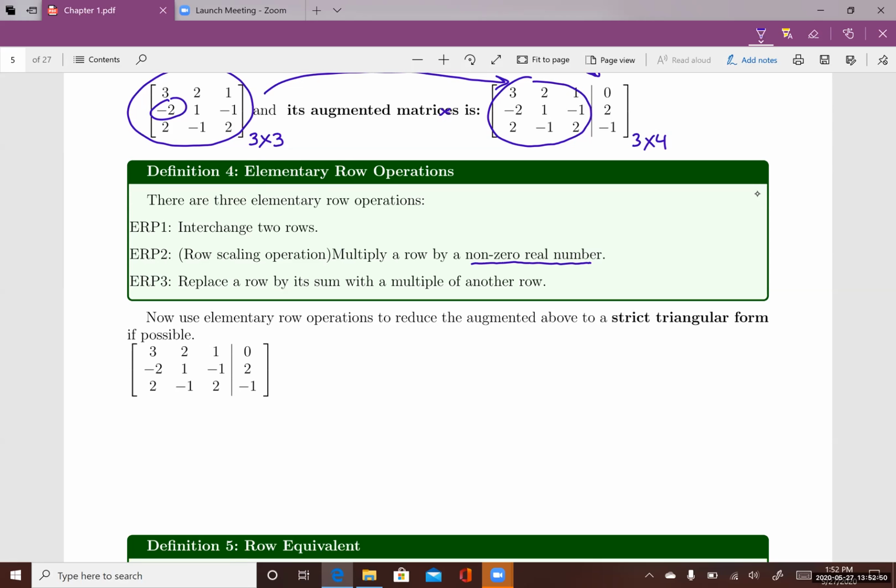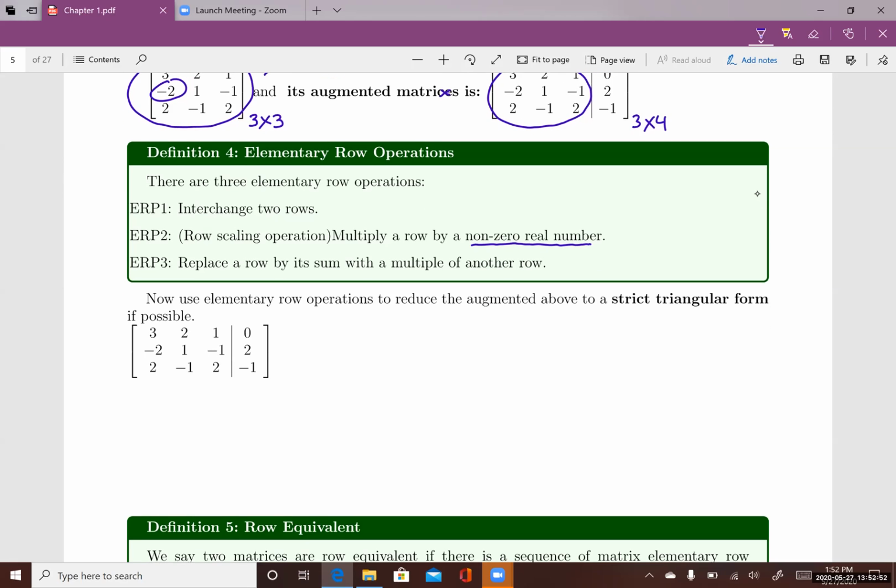Okay, well, let's try an example here. So interchange 2 rows, let's say row 1 with row 2, right? Multiply a row, let's say row 2, by 3, so you take 3 times row 2. Or you can replace row 3 by row 3 minus 3 times row 1, for example. So these are the elementary row operations that you can use on a matrix to obtain a row equivalent matrix.